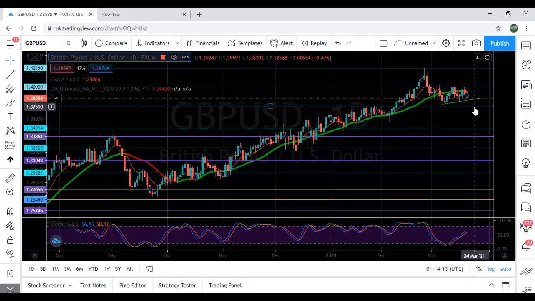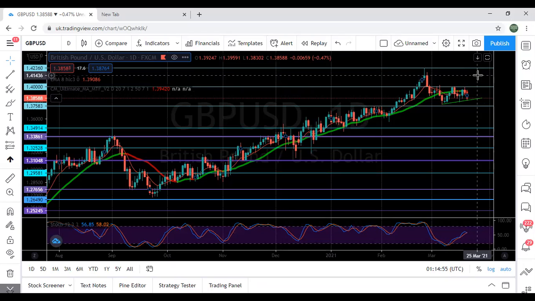If we break this downside, we have the 1.3850 area to contend with, and a break below that will take us to the 1.3580 area. But most likely we might have a break to the upside. Most likely, that's what I see price action do. We might have a break to the upside and go as high as testing the 1.4235 handle up this way.